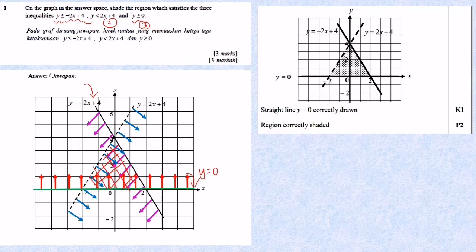So how to get the marks? Okay, first, straight line y equals 0, 1 mark. The region correctly shaded, 2 marks.